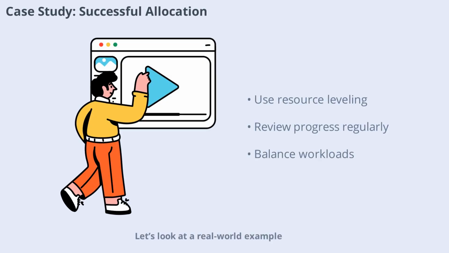Let's look at a real-world example. A software development team faced tight deadlines and limited staff. By using resource leveling and regular progress reviews, they balanced workloads and delivered the project on time. This case highlights the importance of flexibility, communication, and proactive management in resource allocation.